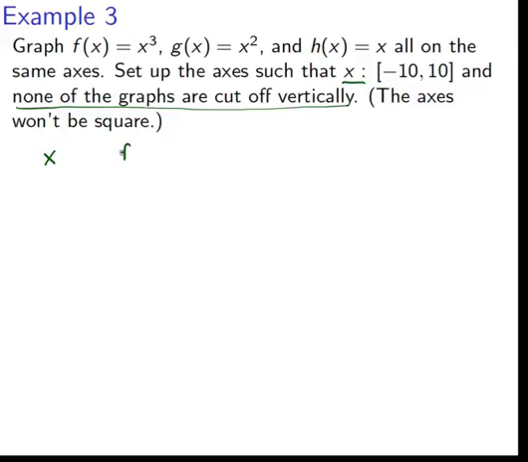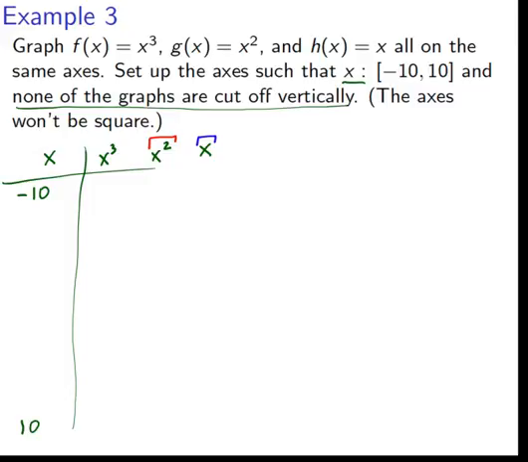So here's our table, x, f of x. Here's x at negative 10, x at positive 10. For f of x, let's make all three of them: x cubed, x squared, and x. Let's actually use colors for these. x squared will be in red and blue will be x.